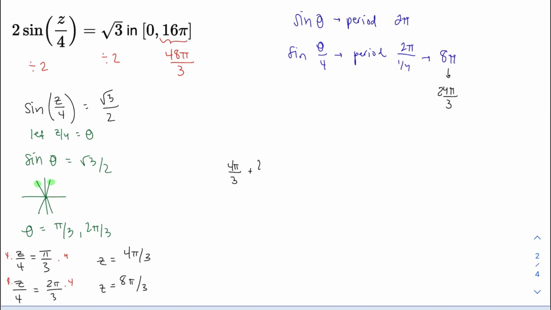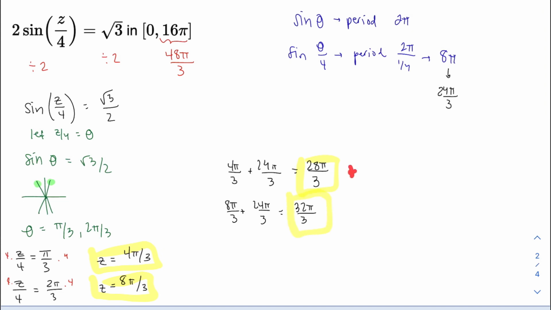So because the period's been stretched, the solutions are much further apart as well. So that gives me 28 pi over 3, which, yes, is less than 48 pi over 3. So now we have 3 of our solutions. And then let's take 8 pi over 3 and add 24 pi over 3. And yes, we get 32 pi over 3, which is less than 48 pi over 3.